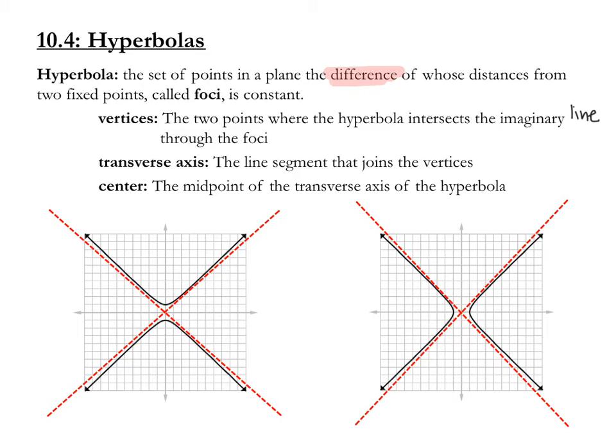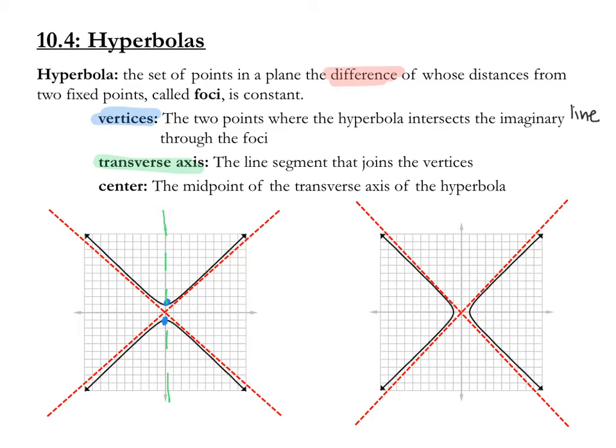So just a couple terms we need to talk about. Let's talk about the term vertices first. The vertices are always going to be right here. It's kind of like the turning point on the hyperbola. They also happen to always be on the imaginary line that would go through the foci, which is called the transverse axis. So I'm going to draw that in. This would be your transverse axis. The vertices always go on that line.